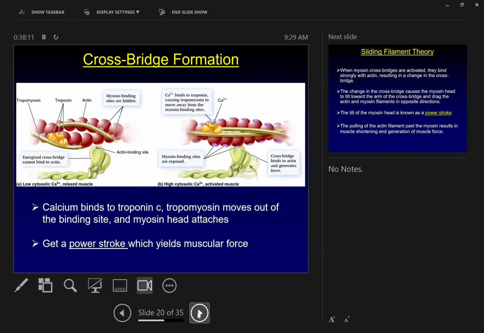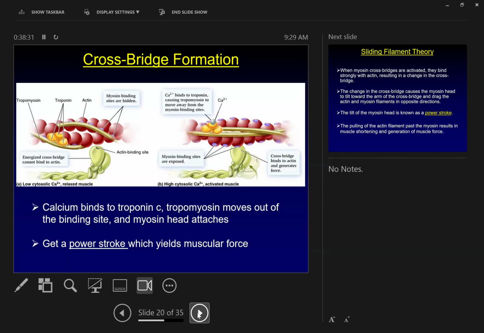This is what's going to happen. This right here is what lets us move. It's what lets us exercise. What lets us breathe. This is happening in your heart right now. You never have to think about it. This is how muscles function on their most basic level.